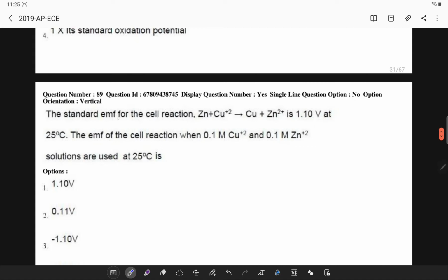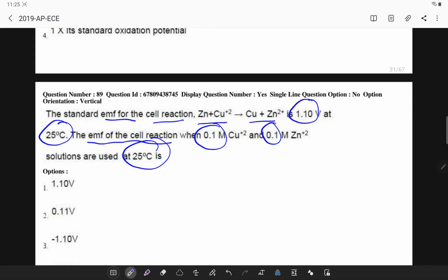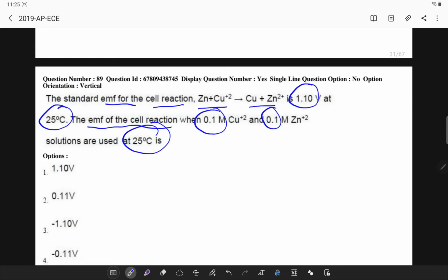The standard EMF for the cell reaction zinc plus copper is 1.10 at 25 degrees. So what is the EMF of the cell reaction when the solutions are 0.1 moles and 0.1 moles at 25 degrees? I'm giving this as a homework question.